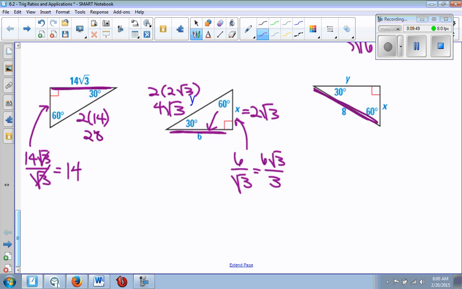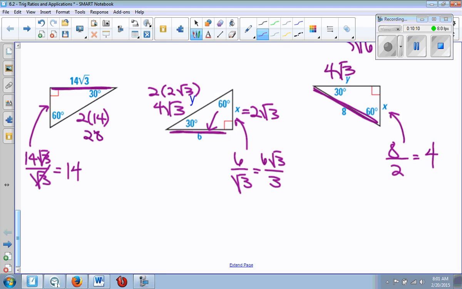The 8 that's here is the hypotenuse. So if I want to go backwards to the short leg, we're going to use division, and that division is pretty easy. Just divide in half. So the short leg is 4. The long leg is just that multiplied by root 3, so simply 4 root 3.